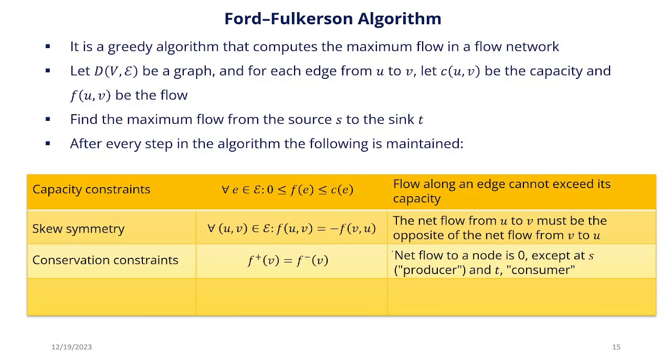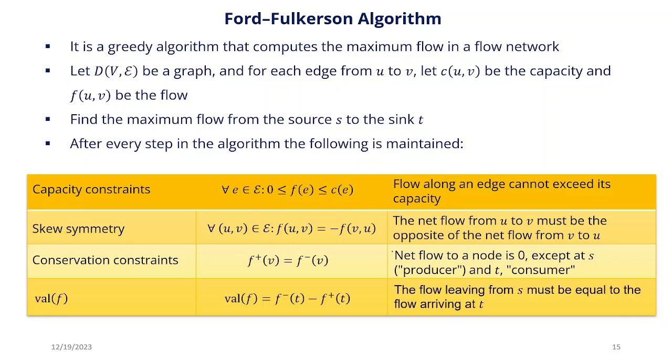Conservation constraints. The net flow to a node is 0 except at the source S and at T, which is the sink, meaning that for every node that is not a source or a sink, the flow coming into the node must be equal to the flow going out of the node. Val(F): the flow leaving from S must be equal to the flow arriving at T. All of these constraints must be maintained as we perform the Ford-Fulkerson algorithm.